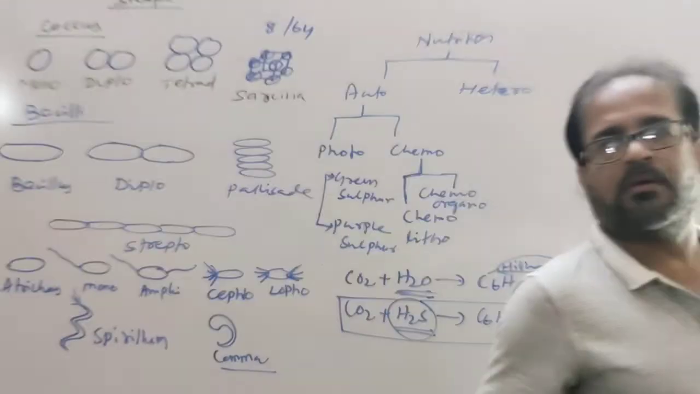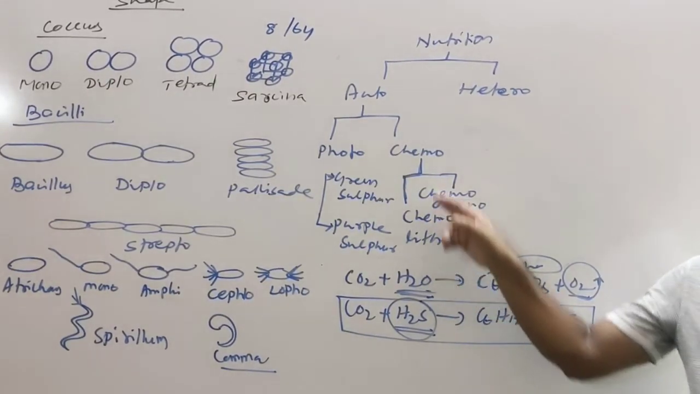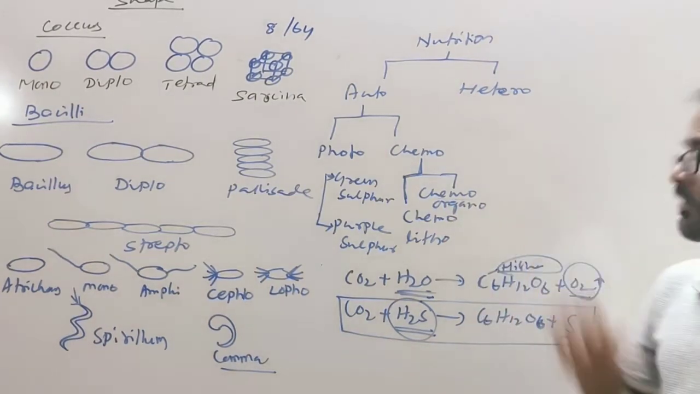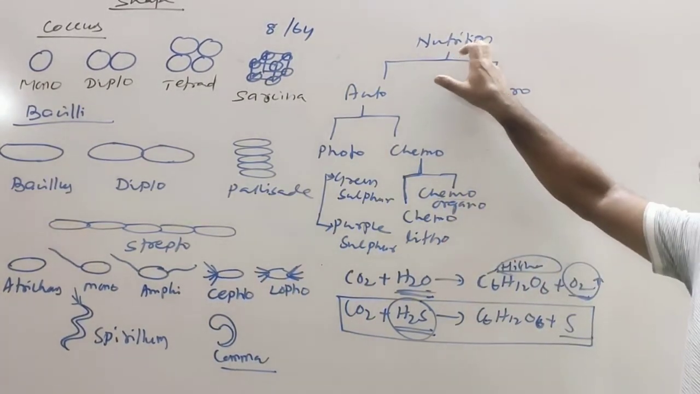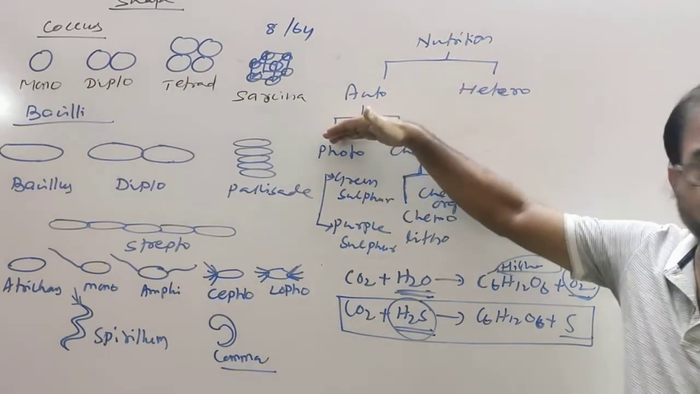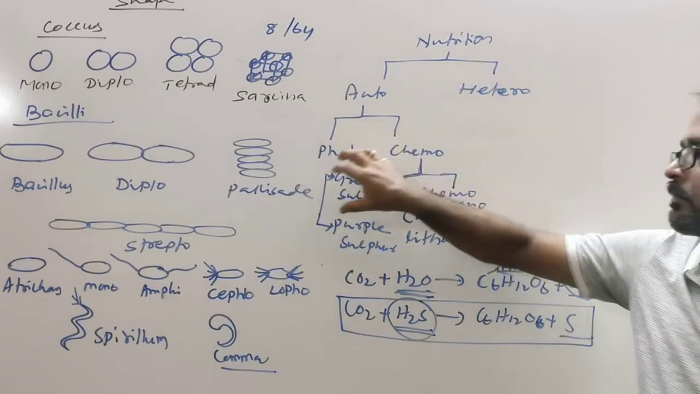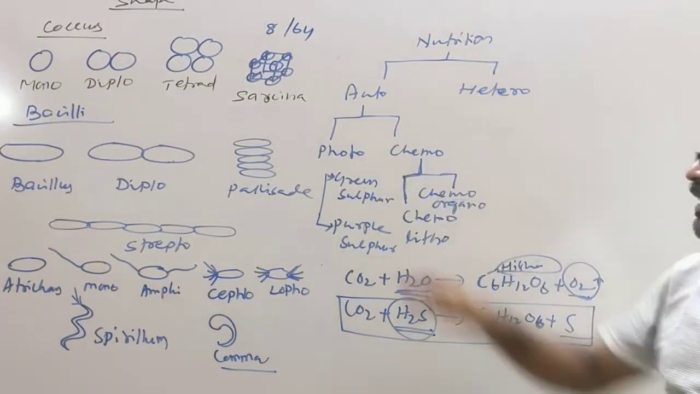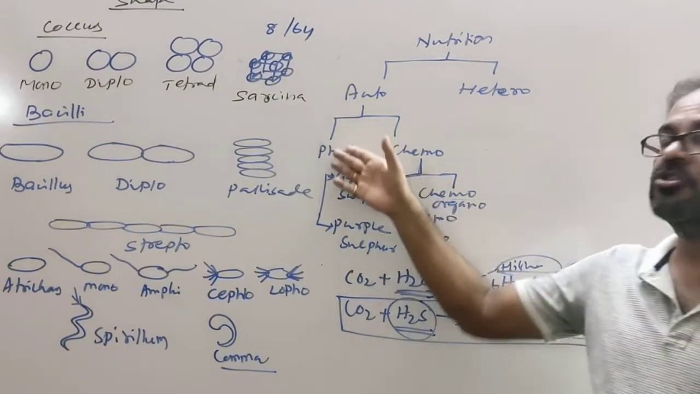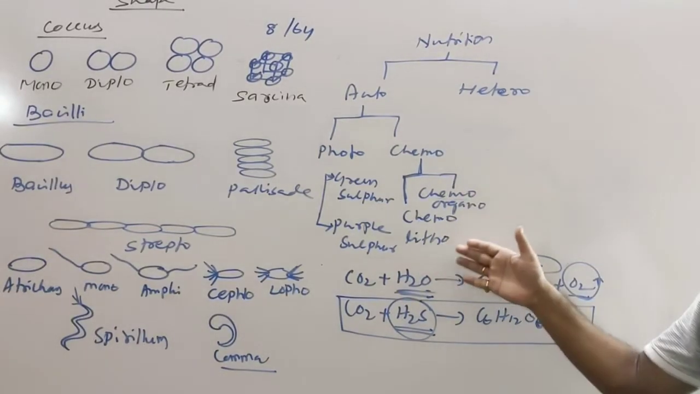Here the bacteria extract energy from inorganic compounds, called chemolithotroph, and chemoorganotroph uses organic compounds for extraction of energy. Here the nutrition has two types: autotrophic and heterotrophic. Autotrophic has two types: phototrophic and chemotrophic. Here pigments are present, called bacterial chlorophyll, and in the presence of sunlight the bacteria can prepare the food material, but that is anoxygenic photosynthesis. Here it extracts energy from the chemicals.